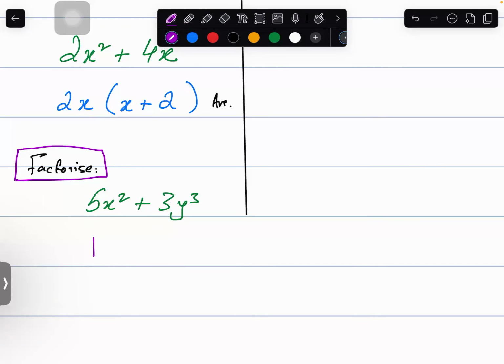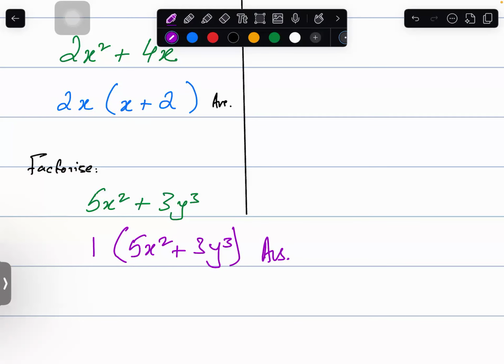It is asking you to close it in a bracket. And if you cannot find a way to close it in a bracket, you can just take 1 as common. Since there is nothing common between these two terms, at least 1 is common. So you can write 1, and inside the bracket, you can write 5x squared plus 3y cube. And this is going to be your answer because you did your job. There was nothing common, you just took 1 as common.